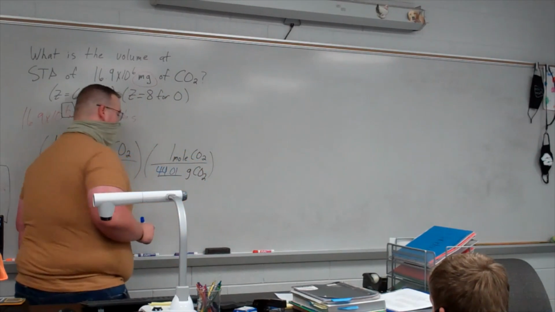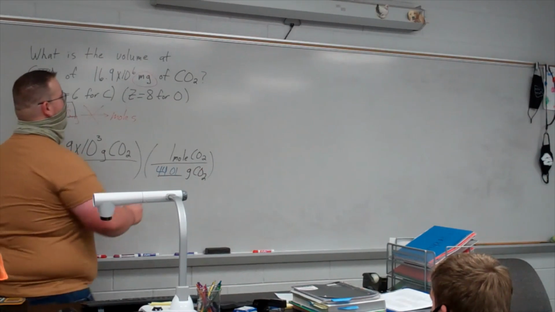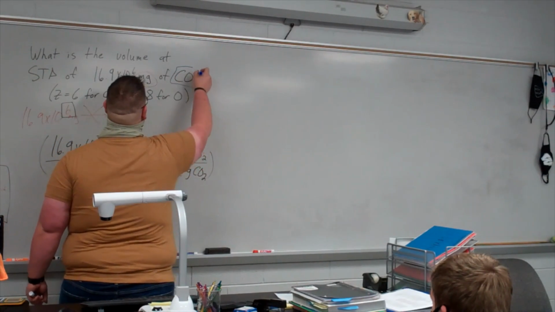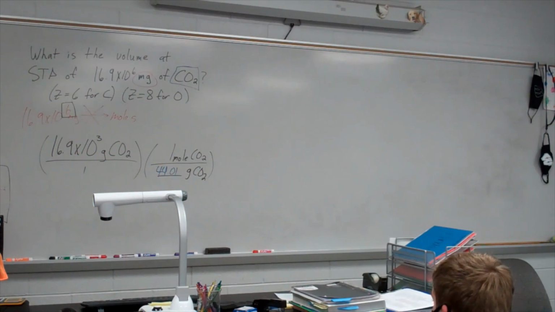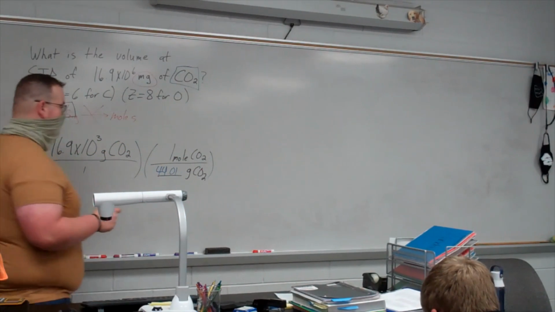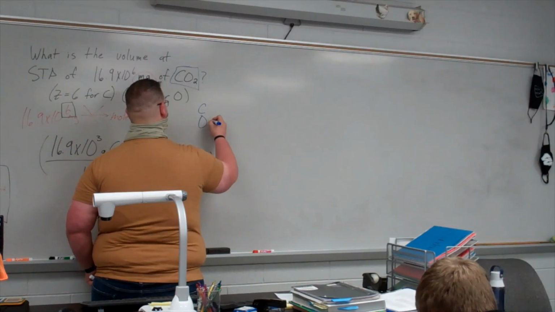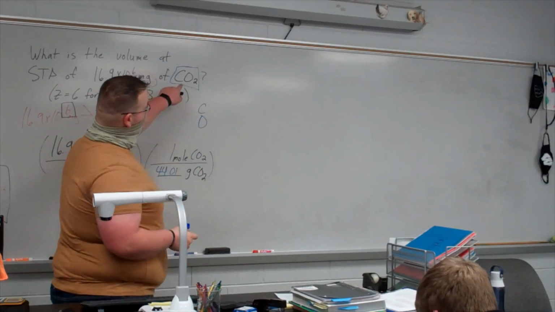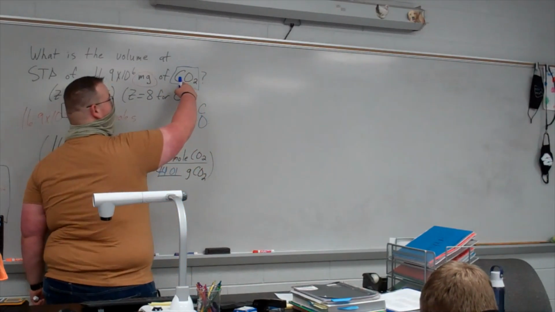44.01. How'd you get that number? That's where I'm going to go. Okay. Molecular mass. This is what you got to realize. This is a molecule. We have to find the molecular mass for it. So in that case, start with our elements. So we have carbon and we have oxygen. How many carbons are in carbon dioxide? 1. Because there's not a number here.